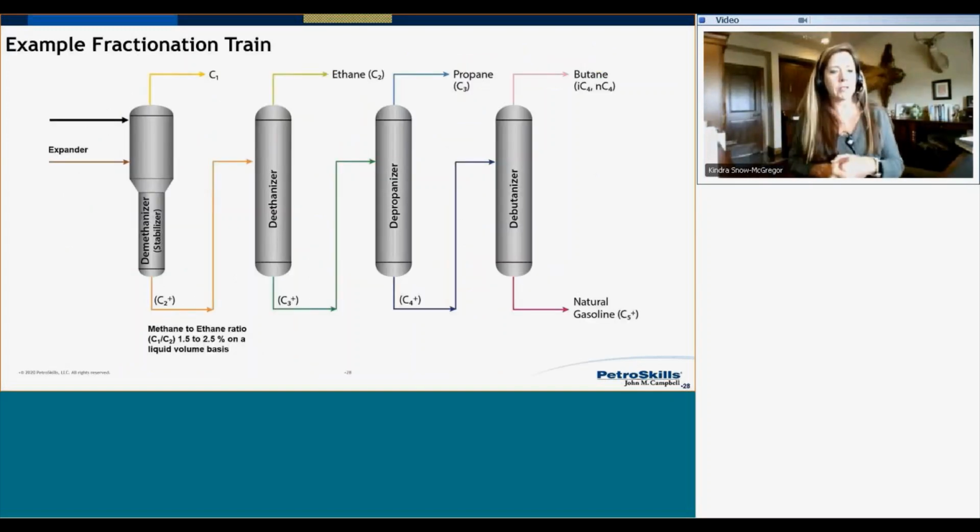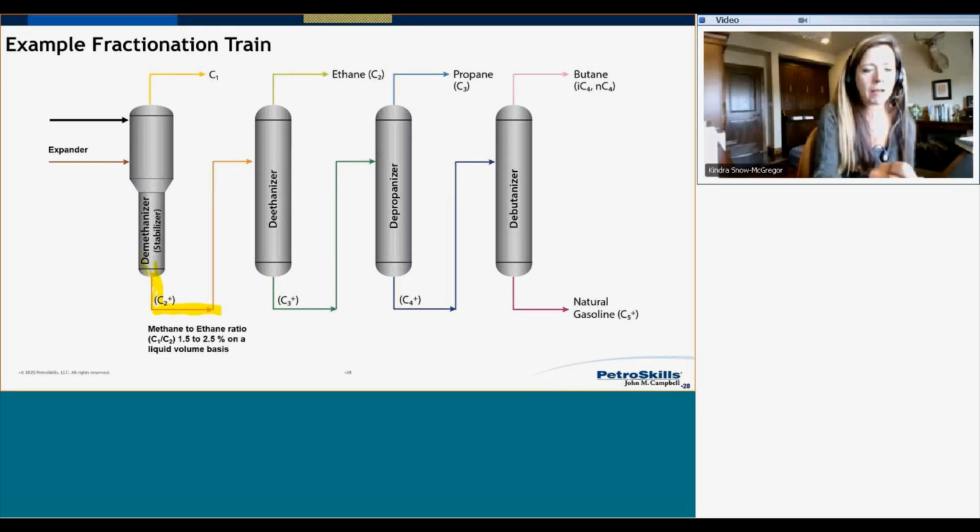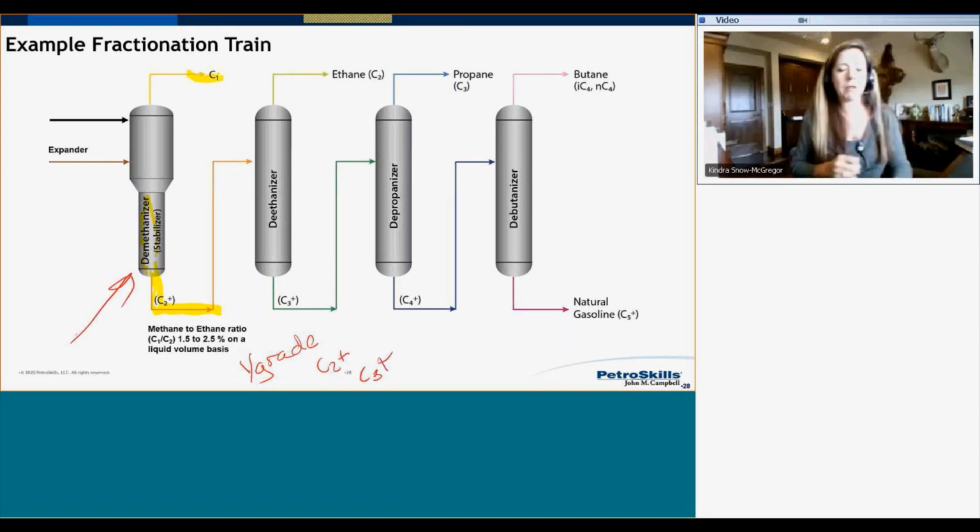All right, so as far as an example fractionation train, notice oftentimes I will be taking someone else's Y grade. So you see I have my demethanizer here. I have my methane coming off. I may have a C2 plus Y grade. So in the States, we call this Y grade. And that could be C2 plus, or it could be C3 plus. And it all depends on how I operate this column.